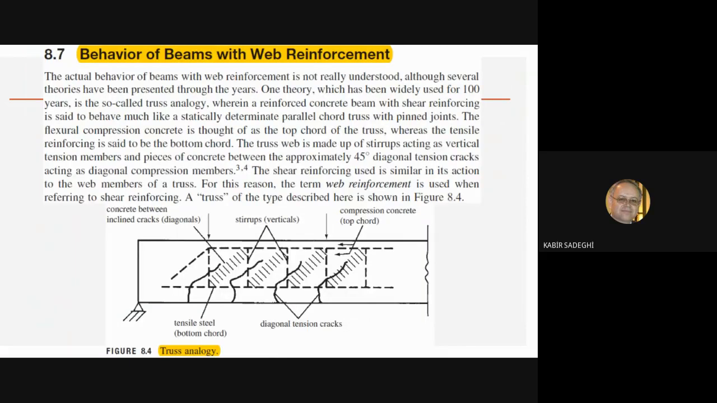In this slide, you see an analogy of shear stress, bending stress, shear reinforcement, and bending reinforcement with a truss. You see that we have, for example, inclined cracks due to shear here, and some vertical cracks due to bending. And we have longitudinal reinforcement, and also stirrups, which we consider here as vertical. Therefore, the behavior of concrete, reinforcement, etc., is like a truss.